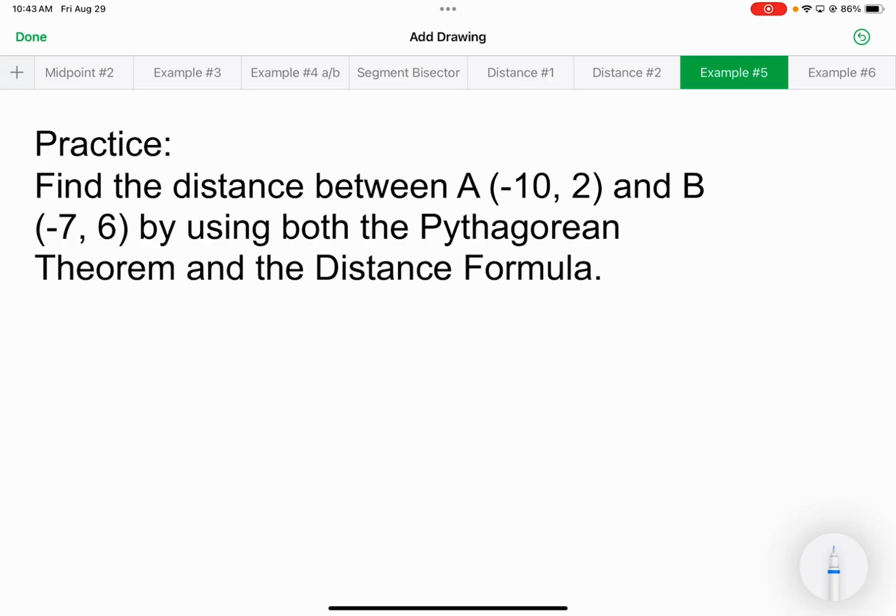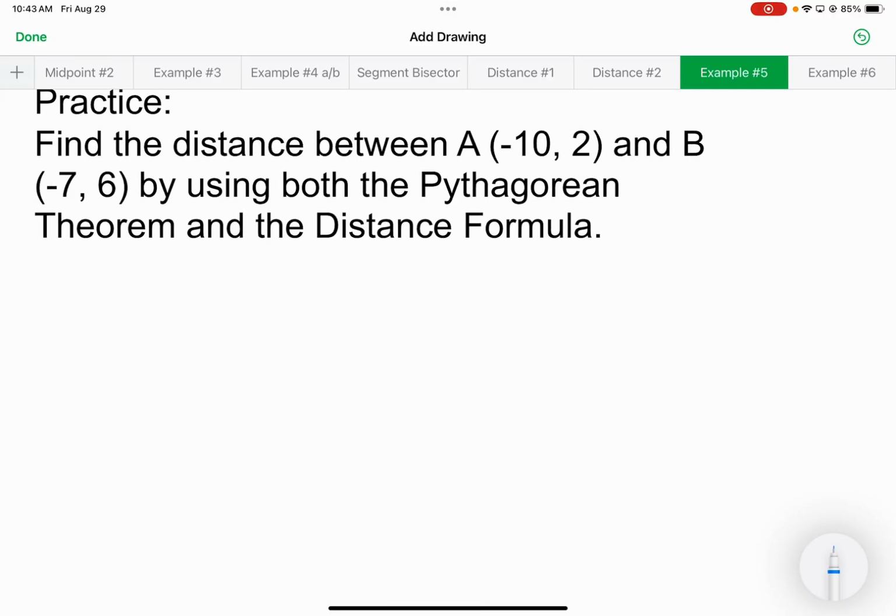Okay. Find the distance between A and B using both the Pythagorean theorem and the distance formula. Okay. I'm going to give you guys the opportunity to do this on your own. So do it on your own. Now, if I do it using the Pythagorean theorem, what do I have to draw? Got to draw a graph because I'm going to draw a triangle on the graph, right? So you can go ahead and do that.